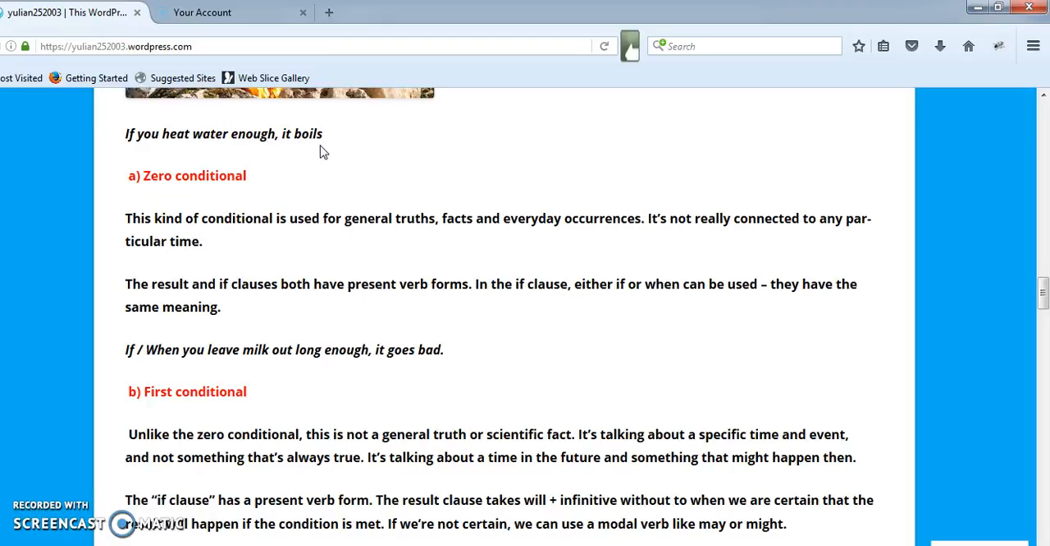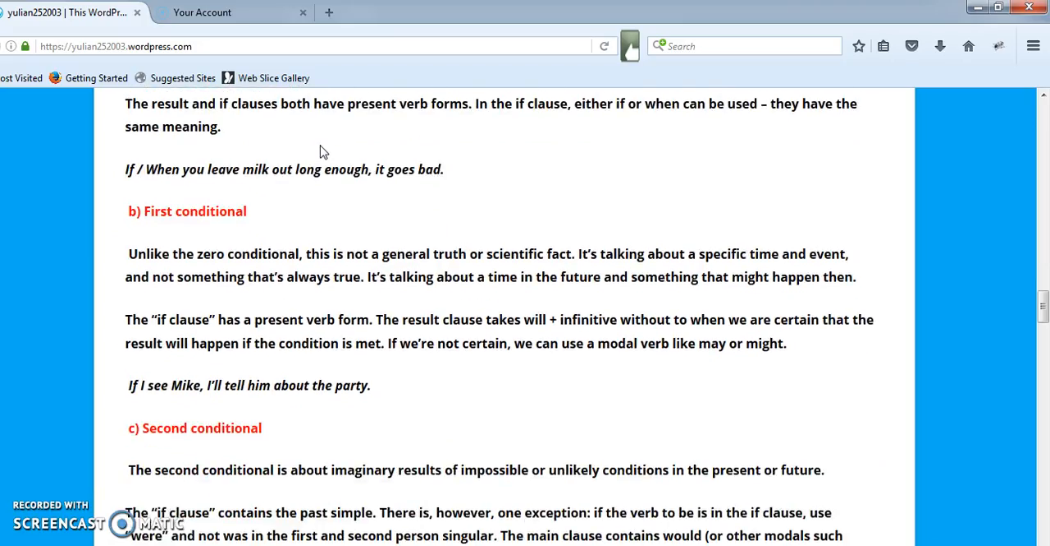When I leave milk, it goes bad. For example, when I leave the milk for 3 or 4 days, it goes bad. The first conditional. Unlike the zero conditional, this is not a general truth or scientific fact. It's talking about a specific time and event, and not something that's always true. It's talking about a time in the future and something that might happen then. Okay? This is not a general truth.